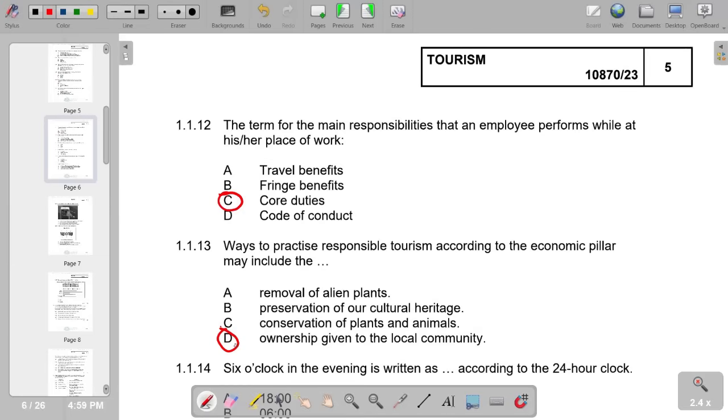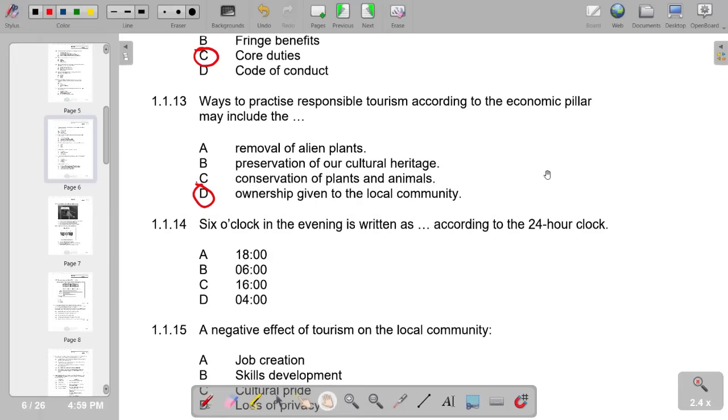Then we go to number 14. 6 o'clock in the evening is written as dash according to the 24-hour clock. So if we put it in the 24-hour clock, we are supposed to say this is 6:00, and then we add 12 hours to present it in a 24-hour clock. So if we add, you see that we are going to get 1800. So we have 1800, A.